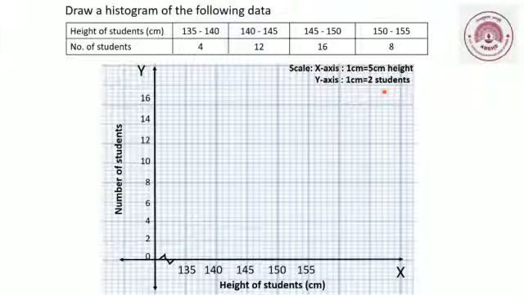Now here the classes, first class is starting from 135 to 140. A mark called kink mark is shown between the origin and the first class. It means there are no observations up to the first class. The mark can be used on the y-axis also if needed. This enables us to draw a graph of optimum size.